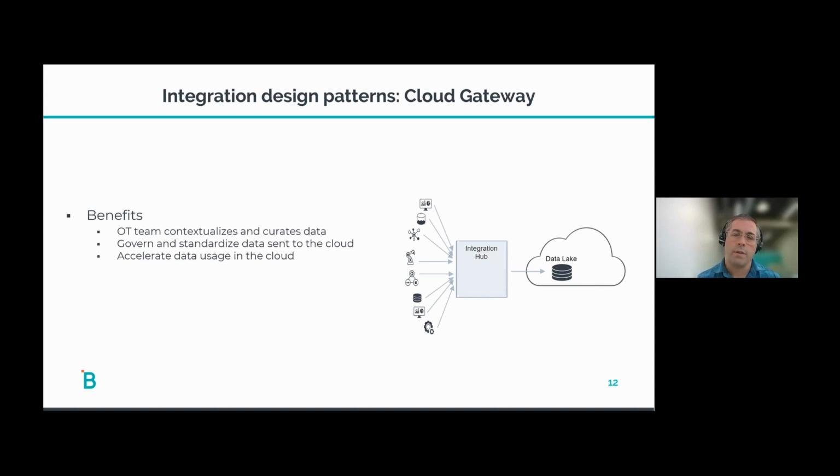Now, what we're seeing is companies that are doing this right and are finding a lot of success with this are actually using an integration hub on premise to ingest that data from the different systems, curate the data, something that the OT team can contextualize and curate, and then push it up into the data lake. This provides you the ability to govern that data and standardize it when it goes into the lake and organize it. That way, when people look in the data lake, they're able to get easy access to it, understand what they need, and put it to use.